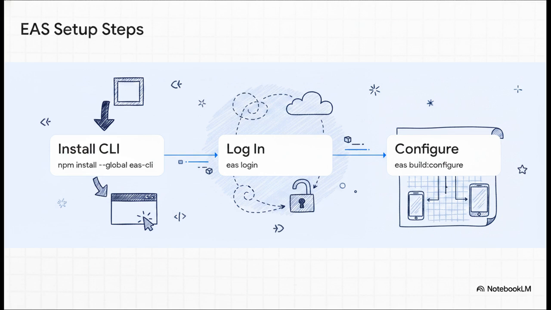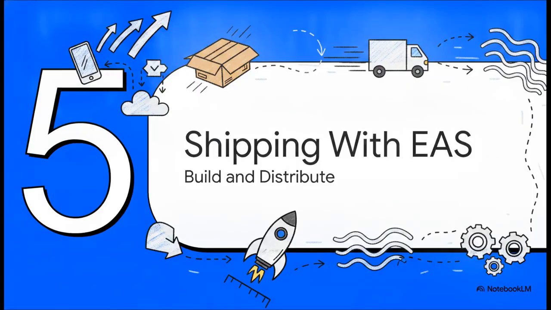Step 1, you just install the CLI globally using npm install --global eas-cli. Step 2, authenticate by typing eas login. And Step 3, connect your local project to the cloud services by running eas build:configure. It's really that simple. Which brings us to Section 5, Shipping with EAS Build.